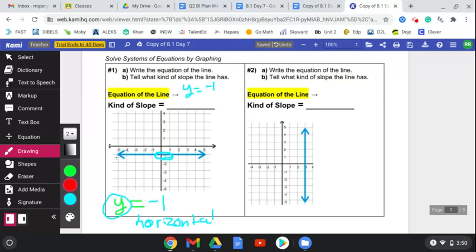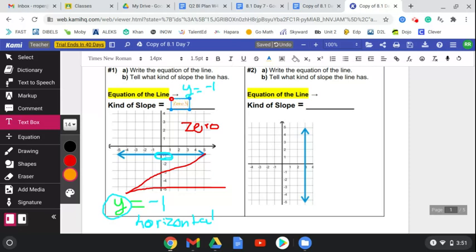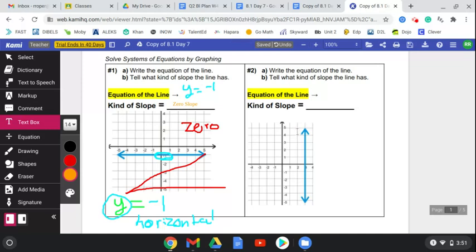In the horizontal line, we can make a z out of this. We can go like this, z. And z reminds us that there is 0 slope. Okay, so right here, I can add a text box and put 0 slope. A horizontal line has 0 slope.